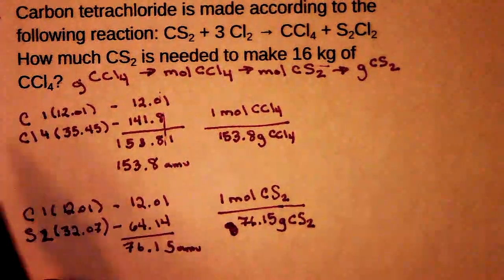All right, but let's go ahead and try and do this together. The problem says that we start with 16 grams of CCl4. So that is where we are going to start our math. All right. So we have 16 kilograms of CCl4.